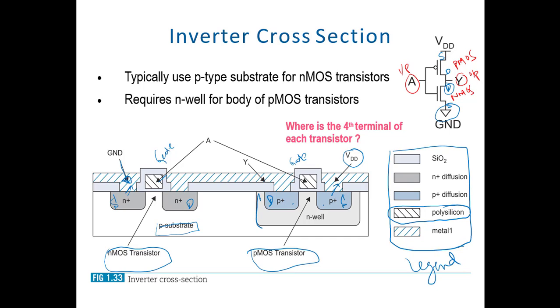So what is this N well? The N well is like a housing for the PMOS inside your P substrate, because PMOS and NMOS use different kinds of substrate. In this way, by using the concept of wells, you can fabricate different kinds of transistors, both NMOS and PMOS, in the same material.